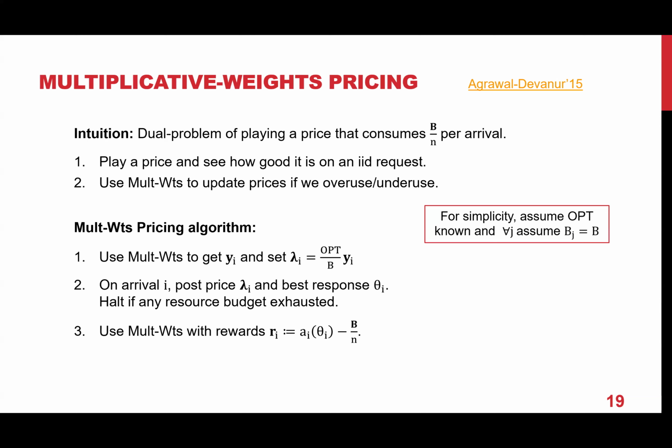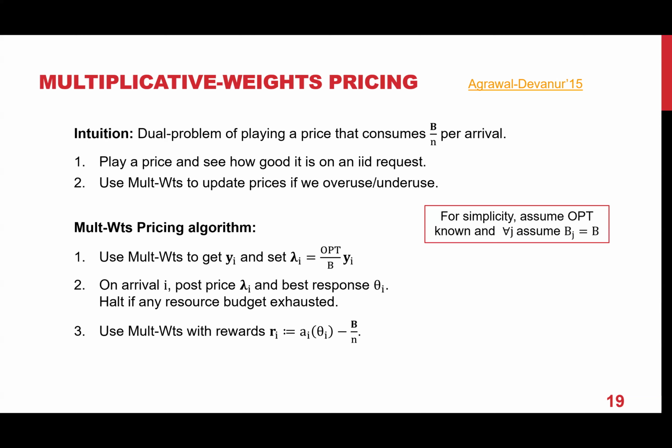Let me repeat this. You have M resources. Every resource corresponds to an expert. The experts algorithm is going to give me a distribution over these experts. It's a distribution that sums up to one. I'm going to translate that distribution into an m-dimensional price by multiplying that distribution by a scalar, opt over B. That's my price. So it's now an m-dimensional vector.